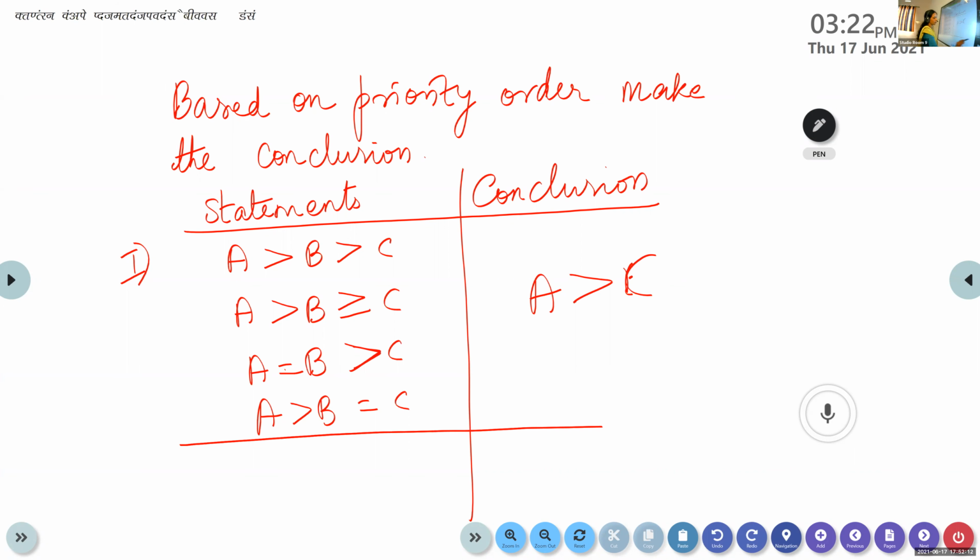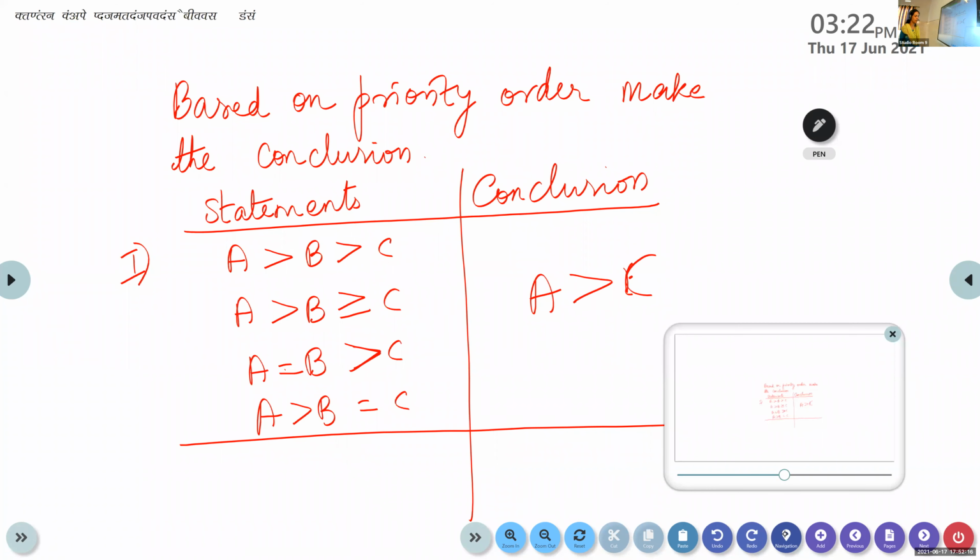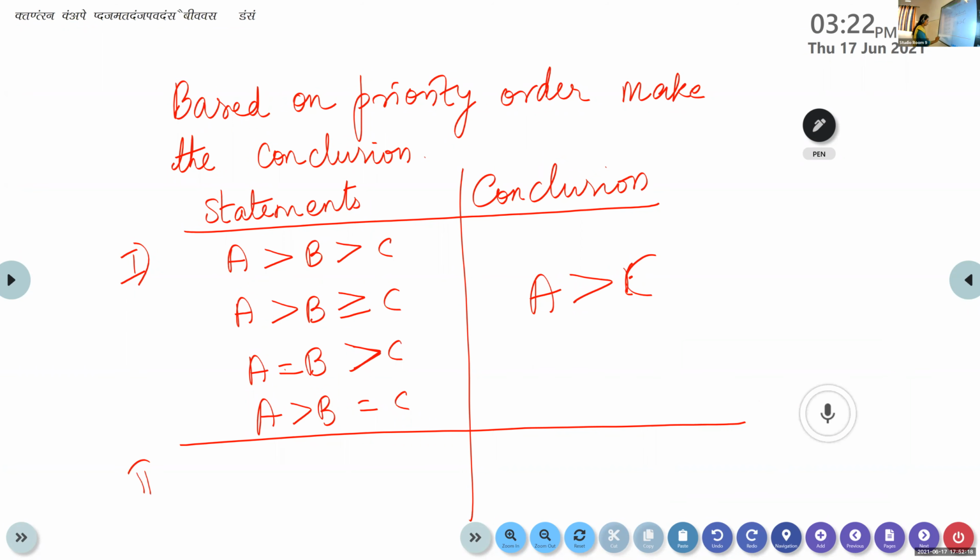Now the second set of statements. So copy this one first. Copy this. After that, I'll give the second set. So using these conclusions, we are going to solve problems. Okay. We'll be solving the problems based on this.